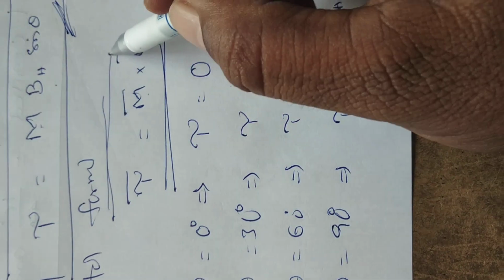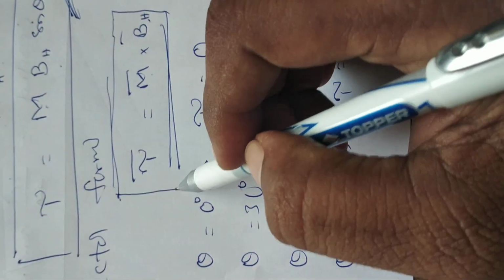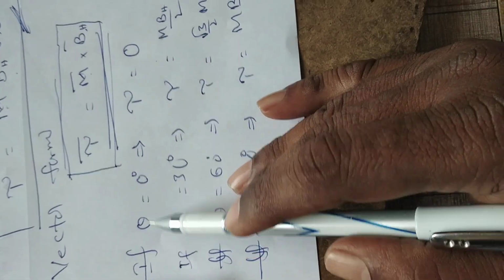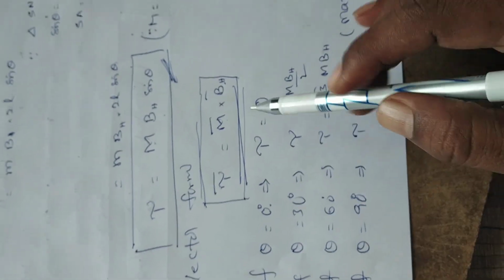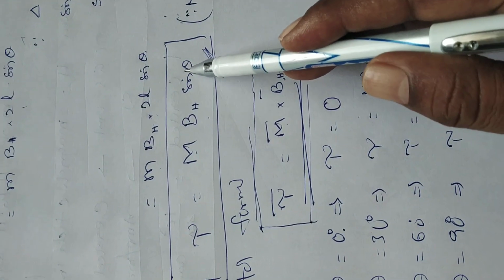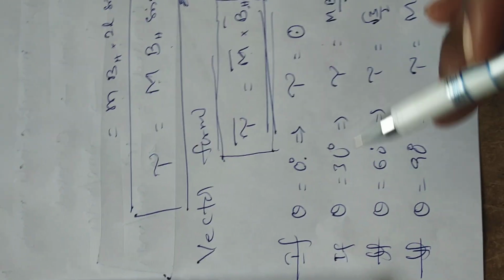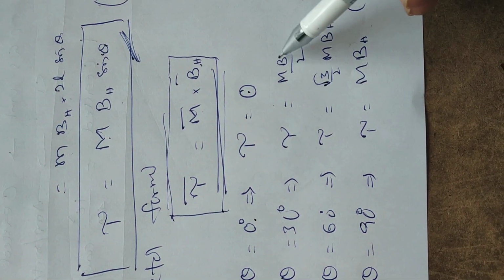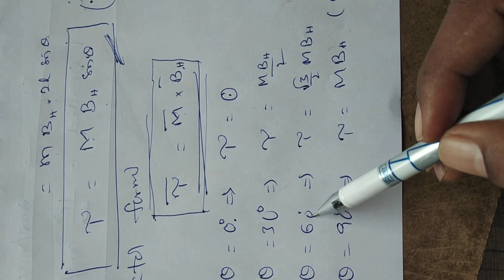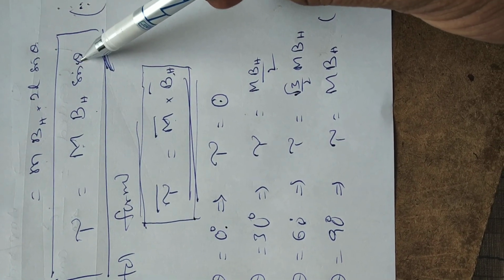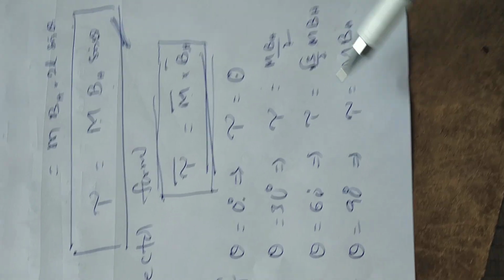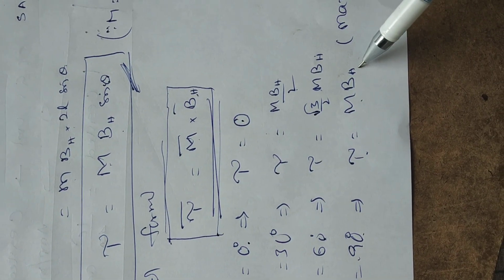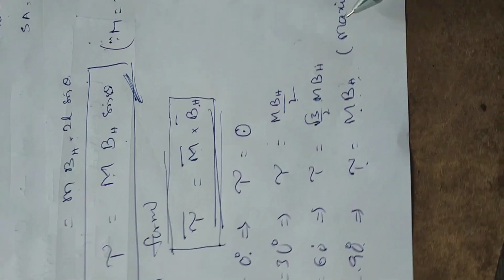There are one or two problems in level 2. If theta is equal to 0 degrees, what is the torque acting on the dipole? Sin 0 is equal to 0, so tau is also 0. If theta is equal to 30 degrees, sin 30 is 1 by 2, so tau is MBH by 2. If theta equals 60 degrees, sin 60 is root 3 by 2, so tau is root 3 by 2 into MBH. If theta equals 90 degrees, tau is equal to MBH, because sin 90 is 1. MBH is the maximum.